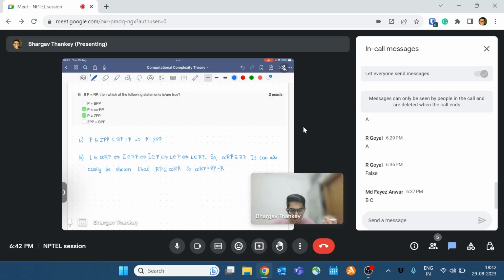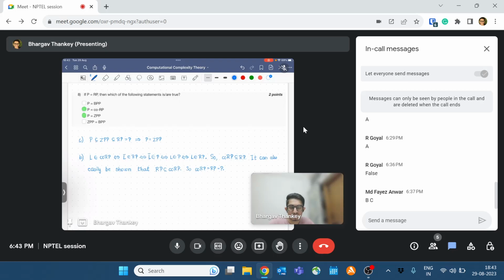If a language is in RP and x belongs to the language, you have a path which you can use as a witness. If x is not in the language, there is no path which you can use as a witness. That is exactly what NP requires. So being in RP implies being in NP, so RP is contained inside NP. Then by taking complements everywhere, you can show that co-RP is contained in co-NP.